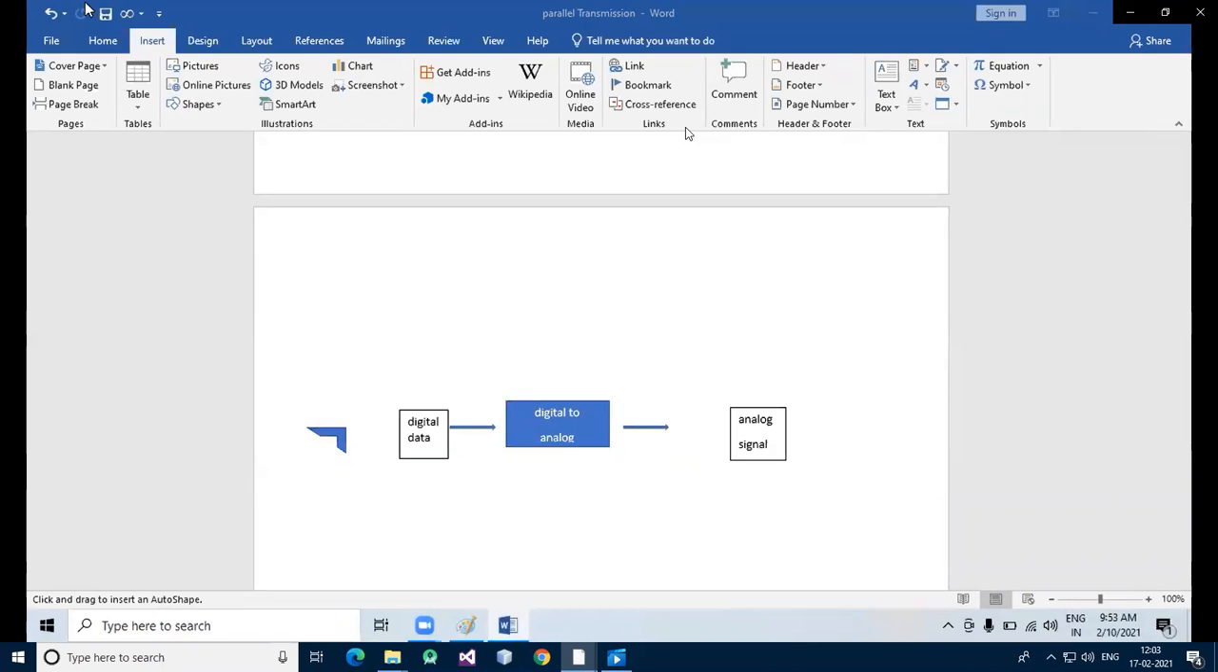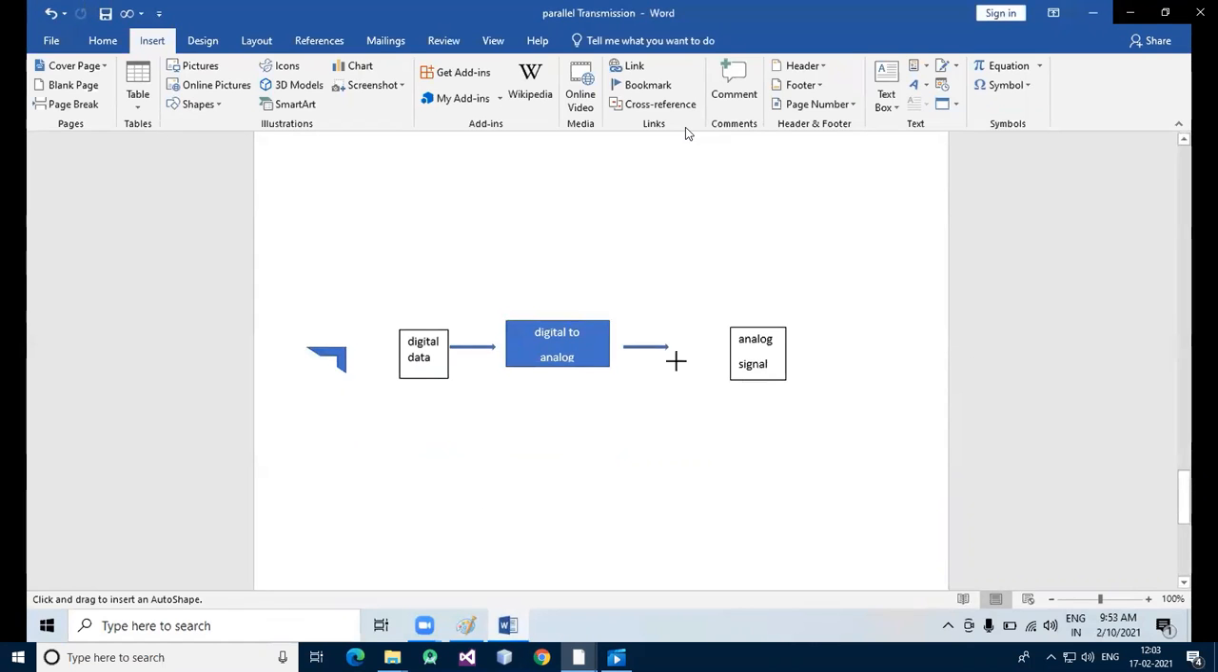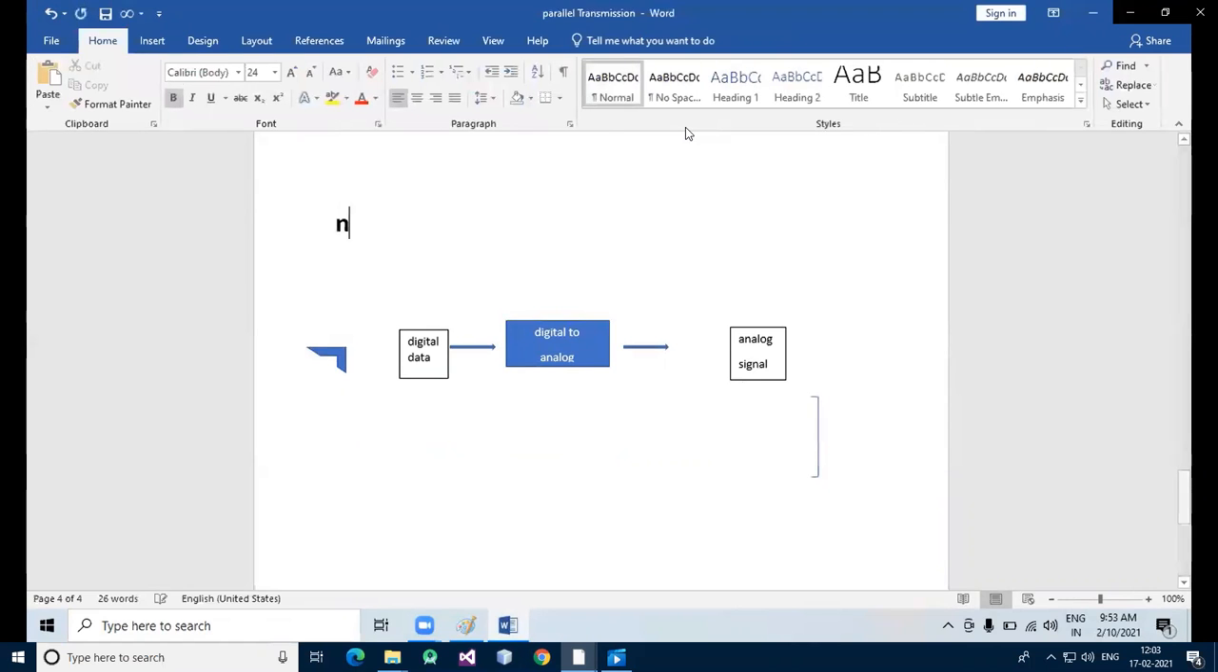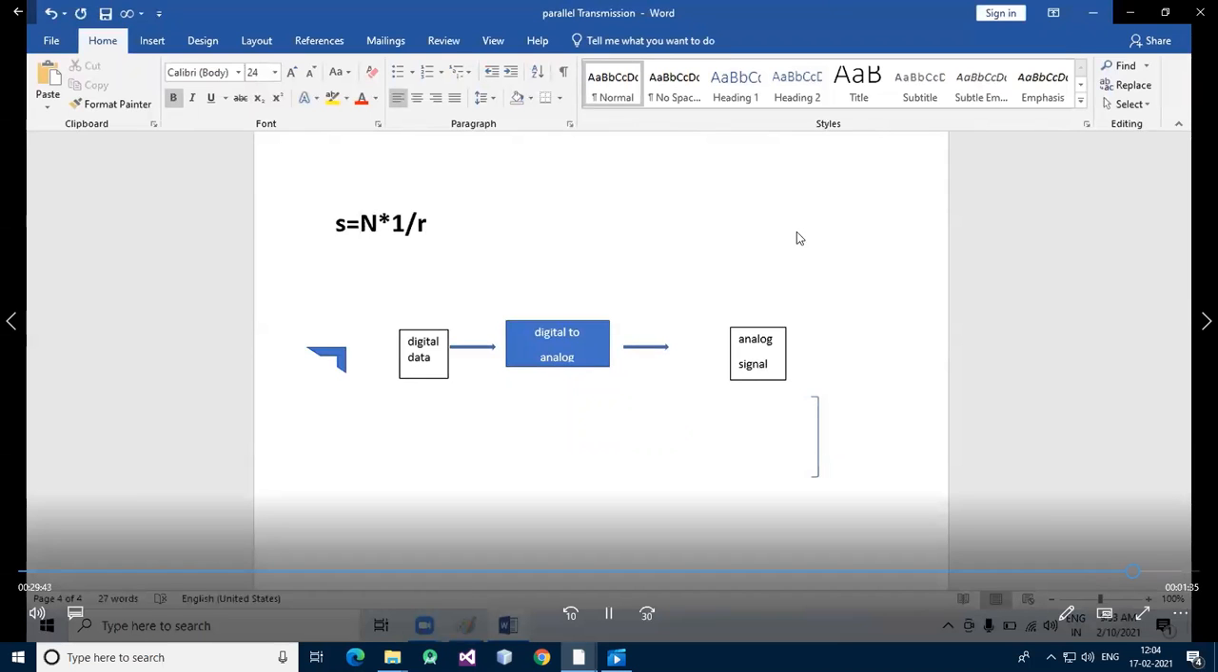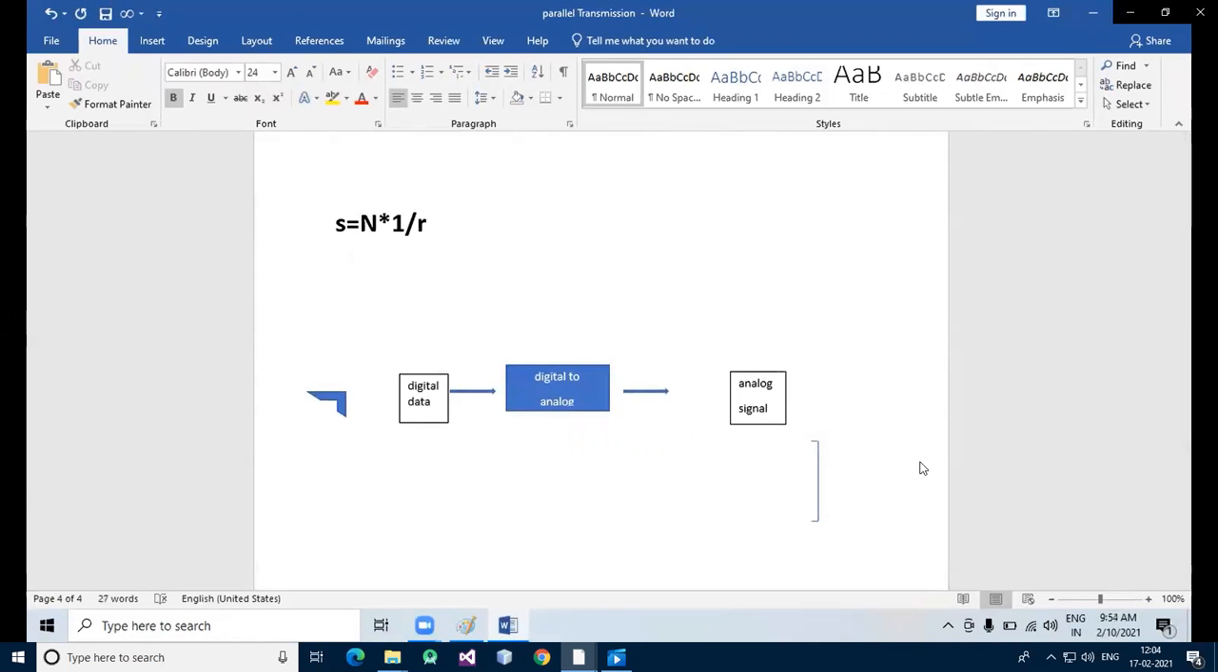So data rate versus signal rate looks like this. The formula relating data element and signal element is N into 1 by r. We have defined the data rate, bit rate, signal rate, and the baud rate earlier. The relation between them is, for the signal rate, S equals N into 1 upon r.